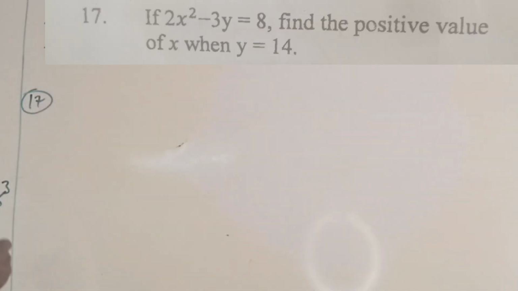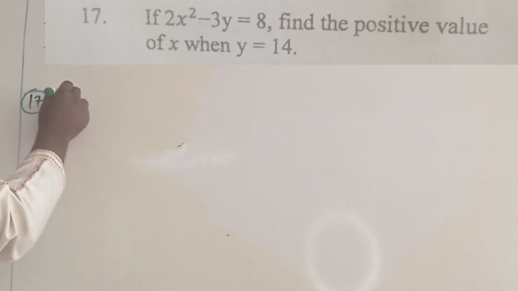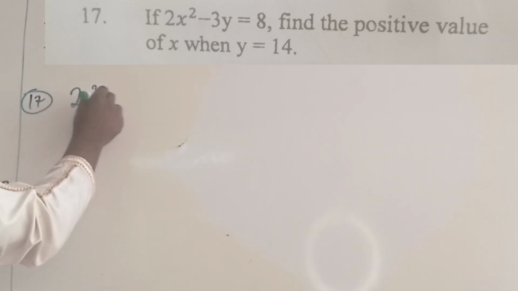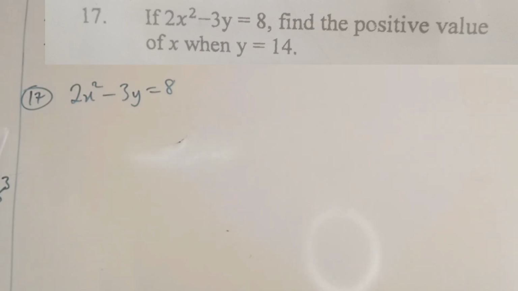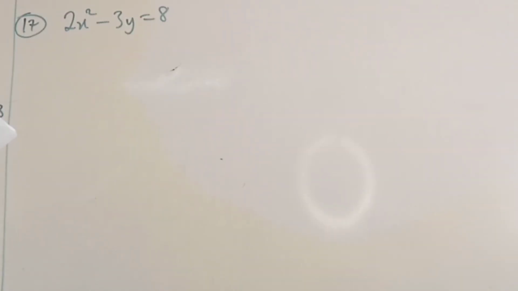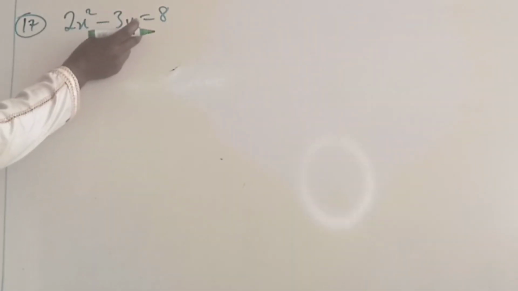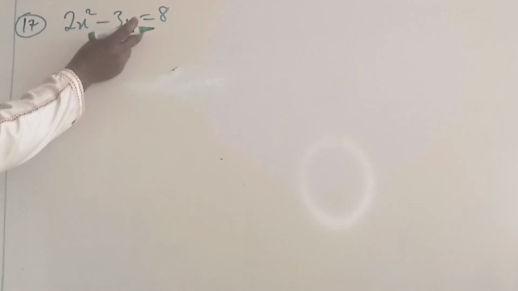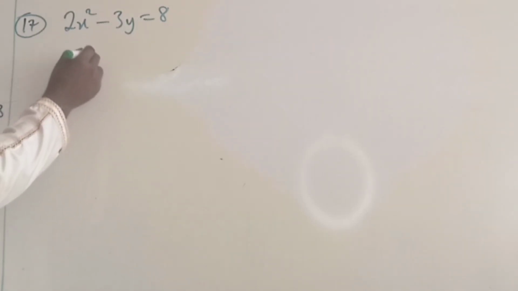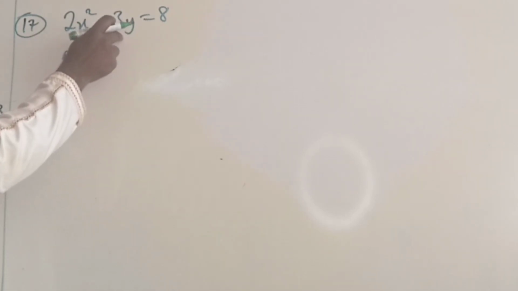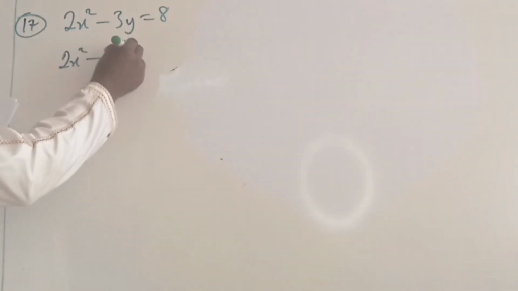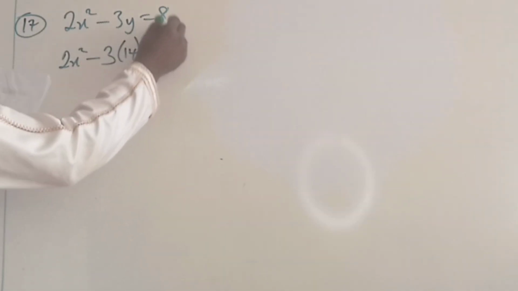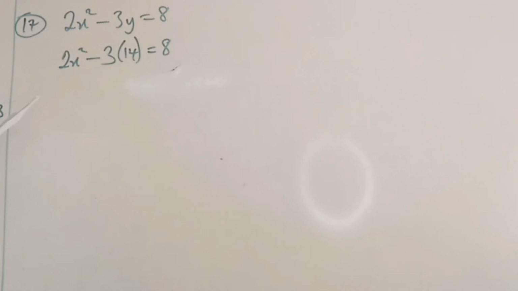Then question number 17. You have if 2x squared minus 3y equals 8, find the positive value of x when y is equal to 14. That means we are going to put the value of y to be 14 here. We replace it. That means we have 2x squared minus 3. The value of y is now 14. So we put 14 in brackets, equals 8.